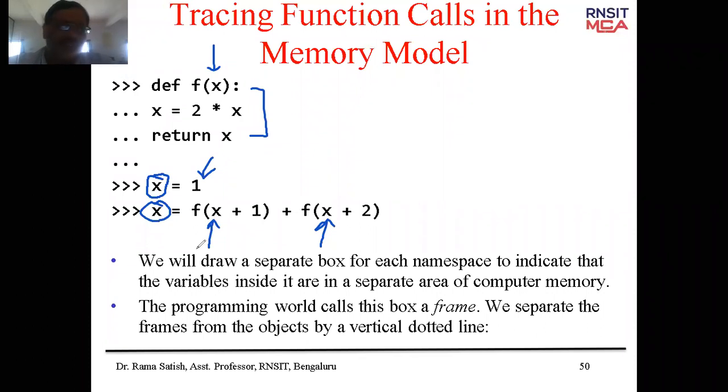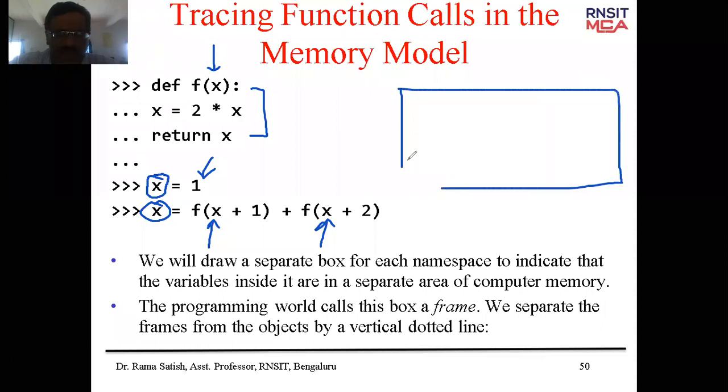In order to trace this memory model, look at the first point. We will draw a separate box for each namespace to indicate that the variables inside are a separate area of computer memory. So that means you have a global memory space, and inside the global memory space you have the function. So f is defined inside it.